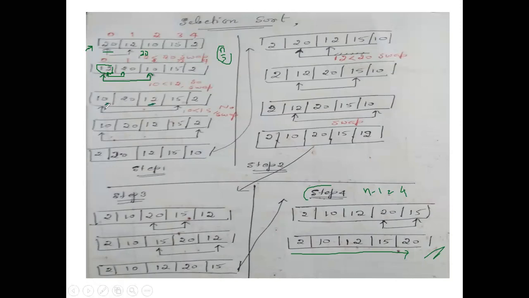Next, this first element will be compared with the next element. So 10 is here and 15 is here. Here you can see 10 is already small compared to 15. Our intention is to get the smallest element in the first position, but 10 is already small compared to 15, so don't swap, don't exchange the elements. If your element is small compared to the next element, don't swap.